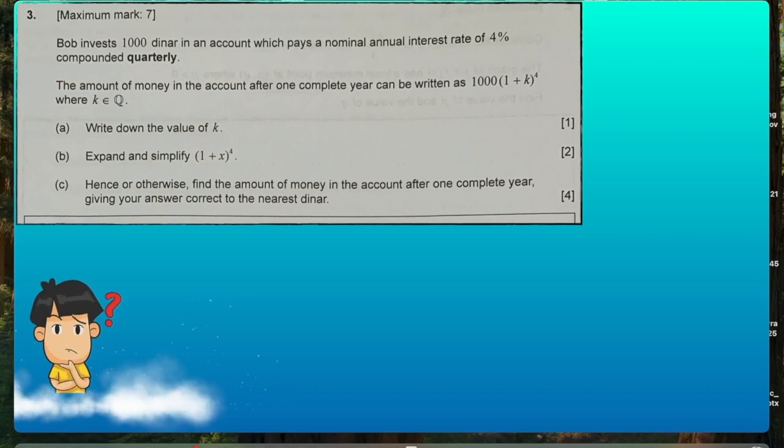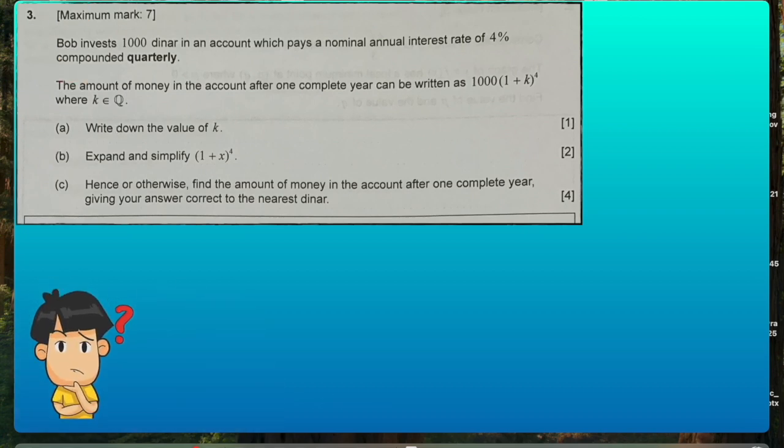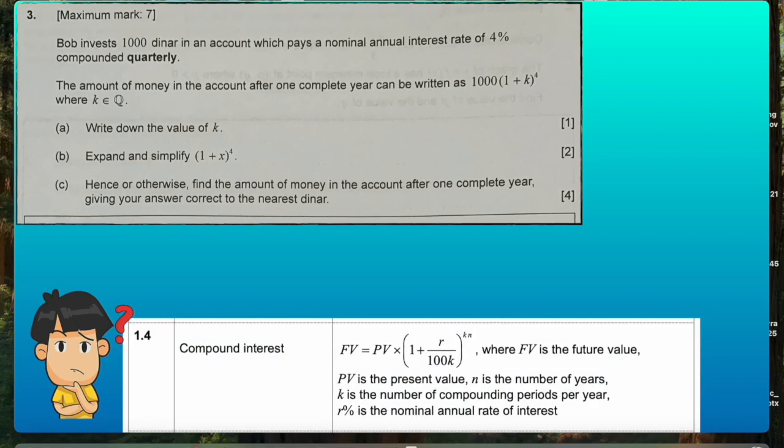How to solve this question? Let's begin by looking for relevant formulae that we can use from the formula booklet. And yes, we can use this compound interest formula. Okay, for question A, write down the value of k, that k there. Notice this is similar to this.